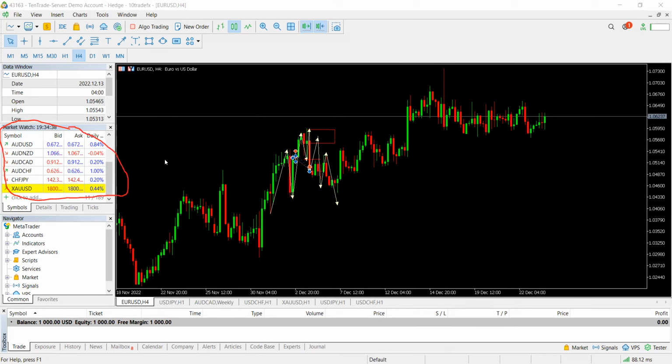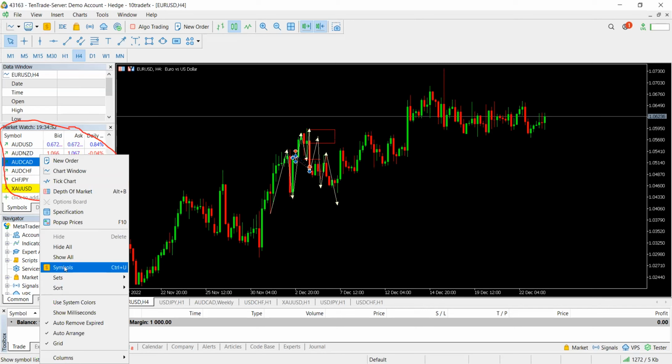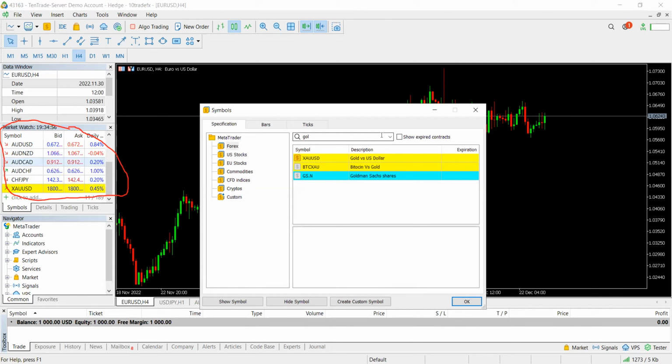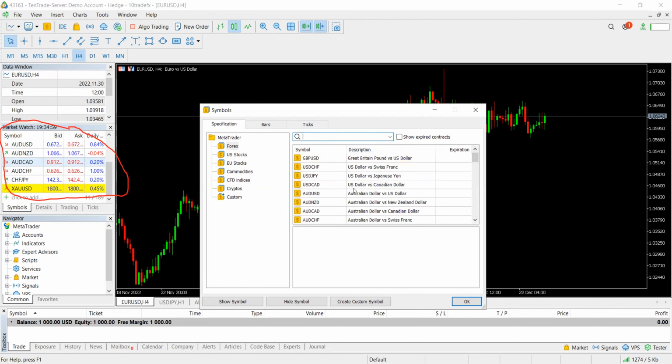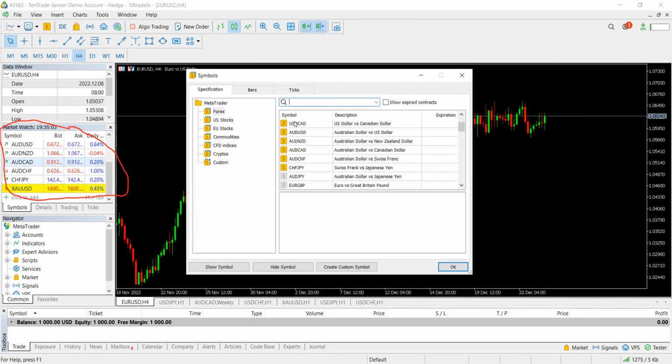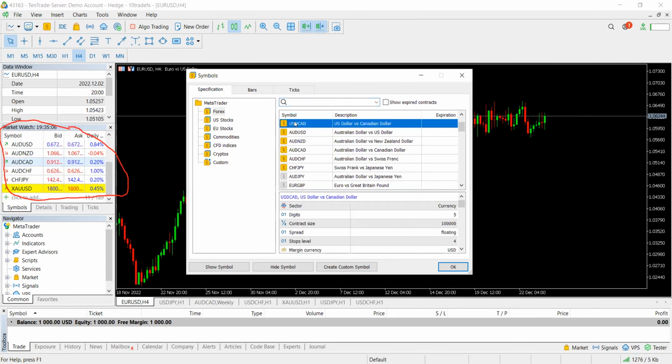By default, all the symbols might not be here. So what do you do? Anywhere here, just right click on it, scroll down, you see symbols. Okay, when we click on symbols, this is where you add everything. So if I want to add USD CAD, you click on it, and then you click on show symbol at the bottom here.